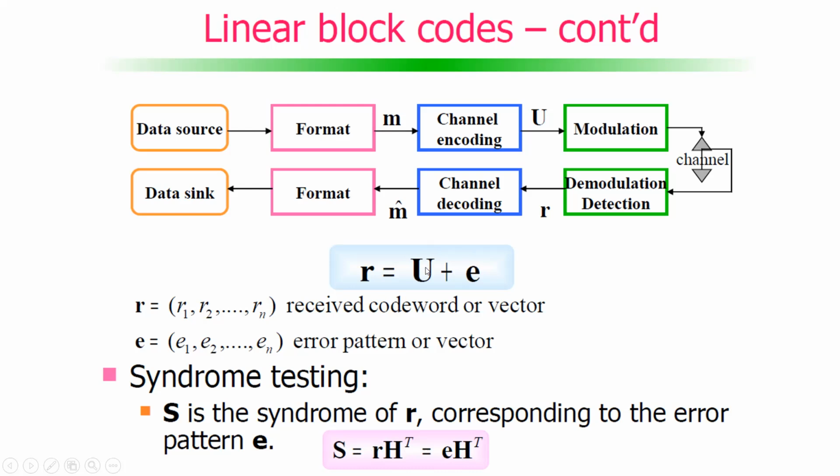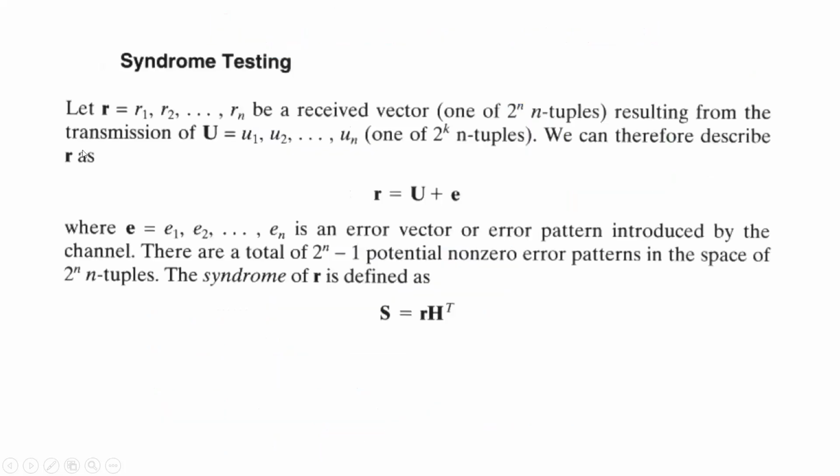Because if I substitute the value of R here, it is U plus E. So U multiplied with H transpose is actually equal to 0. So if you do the received vector multiplication with the parity check matrix transpose, or if you do the error pattern with H transpose, it is the same thing. Both the multiplications will give you the syndrome of R, right?